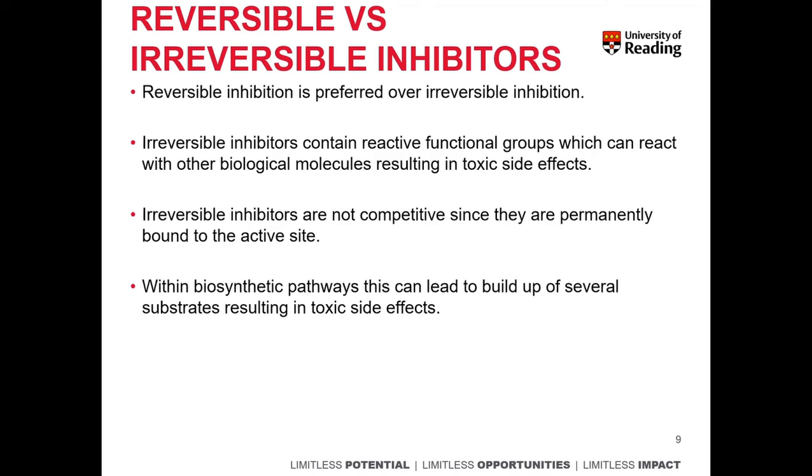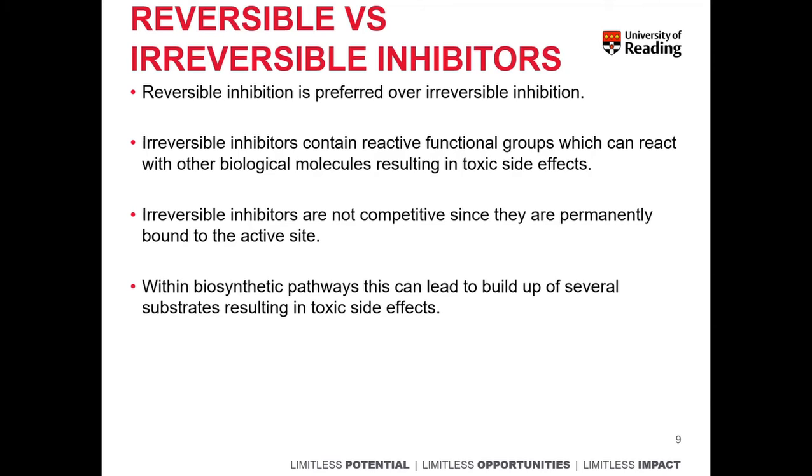Now, irreversible inhibitors are also not preferred because we have no way of undoing the damage that they've done. So if we were to give a reversible inhibitor and there was an overdose, we could simply administer more of the natural substrate to be able to displace the reversible inhibitor and stop its action. We don't get that option with irreversible inhibitors.